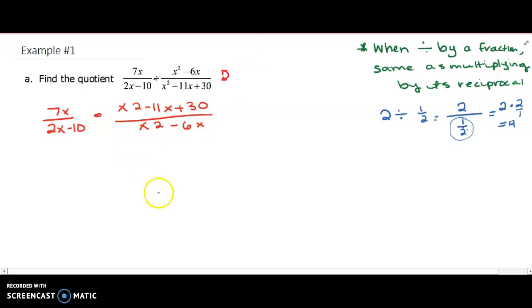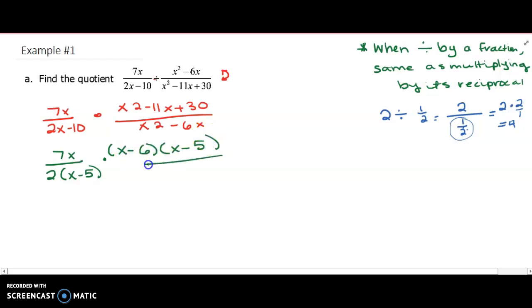Okay, from here, this is the same thing as we did in part 1 of 7.3. So from here, we're just going to be factoring ninjas. So this is 7x over 2 times x minus 5 times, this here is what? x minus 6, x minus 5 over x parentheses x minus 6.